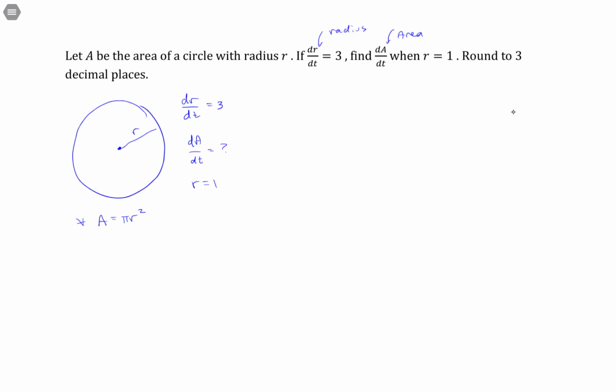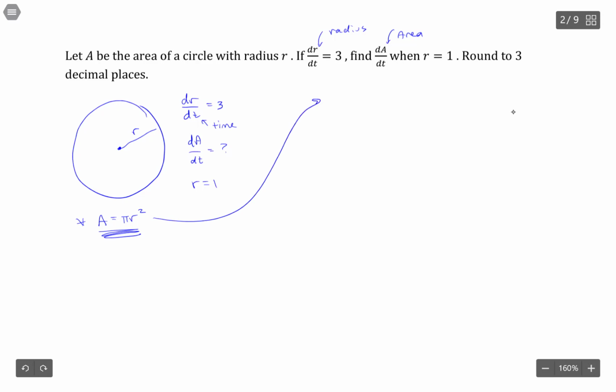Now, to do that, notice that we are differentiating with respect to the variable t, which is time. Time is not a variable in this equation, but we are assuming this is somehow a circle that can change size with respect to time. So the radius can grow, and what that does is it changes how the area grows. So we're trying to get a formula that relates how these two variables change with respect to time. In order to do that, we have to differentiate this formula implicitly.